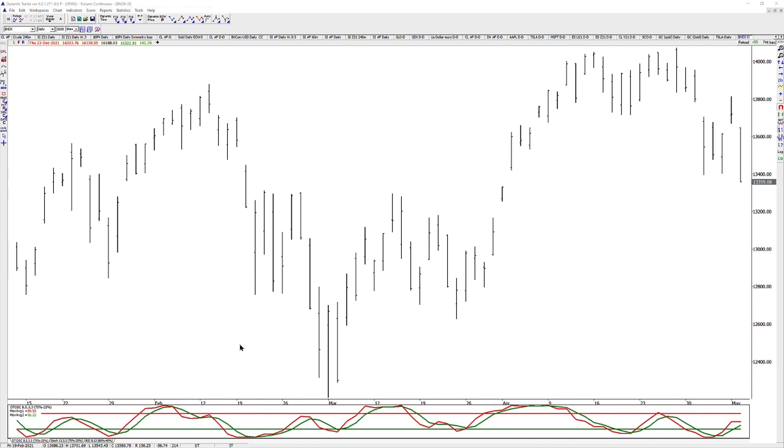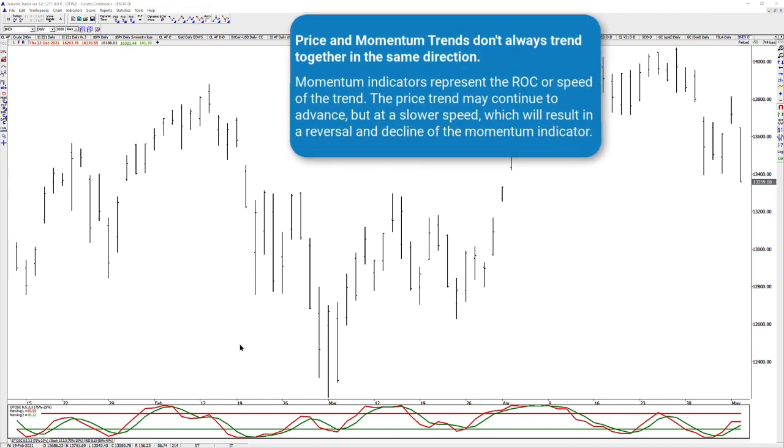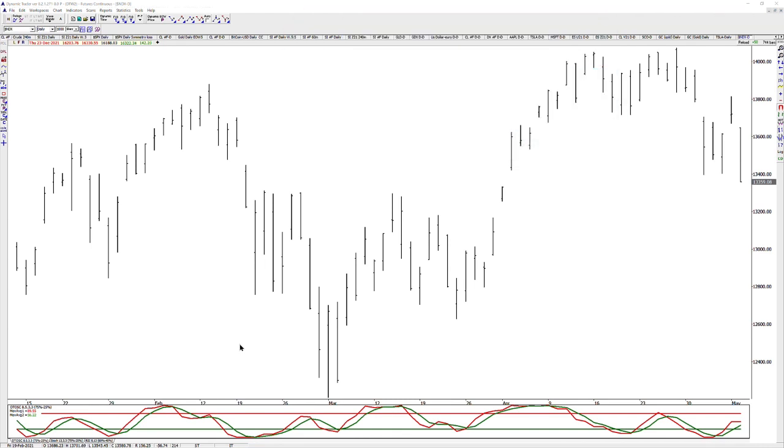I mentioned earlier that price trends and momentum trends don't always trend together in the same direction, and that's because a momentum trend represents the rate of change in most price indicators, at least. And if the speed of the trend, or the rate of change of the trend, slows down, a bull trend, for instance, can continue, yet the indicator may be declining or be in a bear trend. Let's just take a look at an example of that. And I'm going to focus in on just a short period of time of this data that I'm showing here.